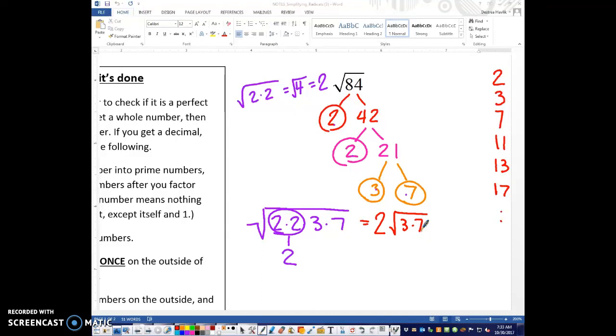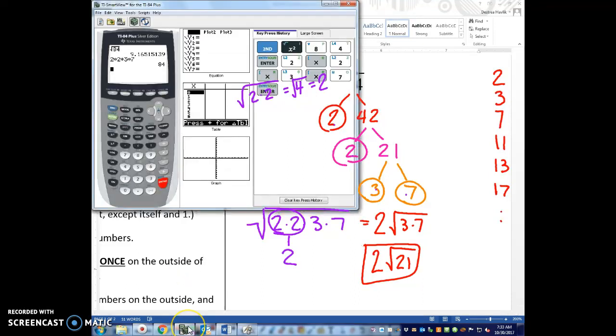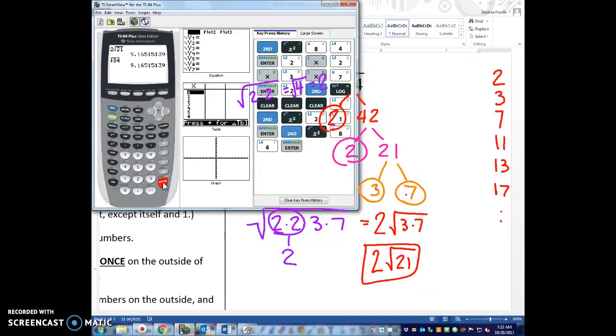Okay? There are no more pairs in here. So what is 3 times 7? So we have 2 square root 21. Okay? So now take your calculator. Type in 2 second square root 21. Whoops, that wasn't square root. 2 second square root 21. Hit enter and see if it's the same thing as when we did the square root of 84. It is, right? So that means that we simplified it correctly because they're equal.